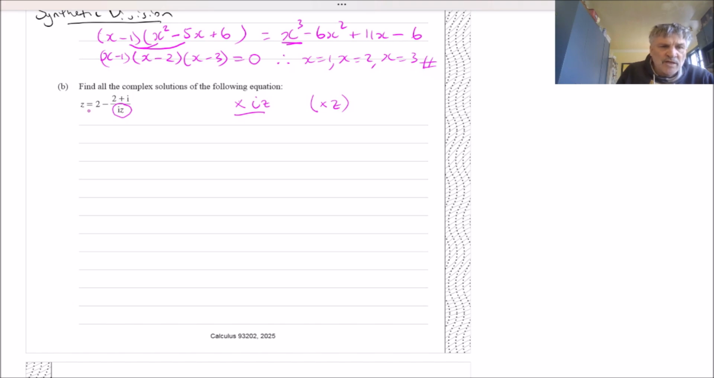But if we multiply through by z, z times z is going to become z squared. 2 times z is 2z, and this bit here is minus 2 plus i over i, because we've cancelled the z out. And now, for this fractional term, I'm going to multiply by minus i over minus i. The advantage of that is i times minus i is equal to 1. i times i is i squared is negative 1. Negative of negative 1 is 1. So we get z squared equals 2z.